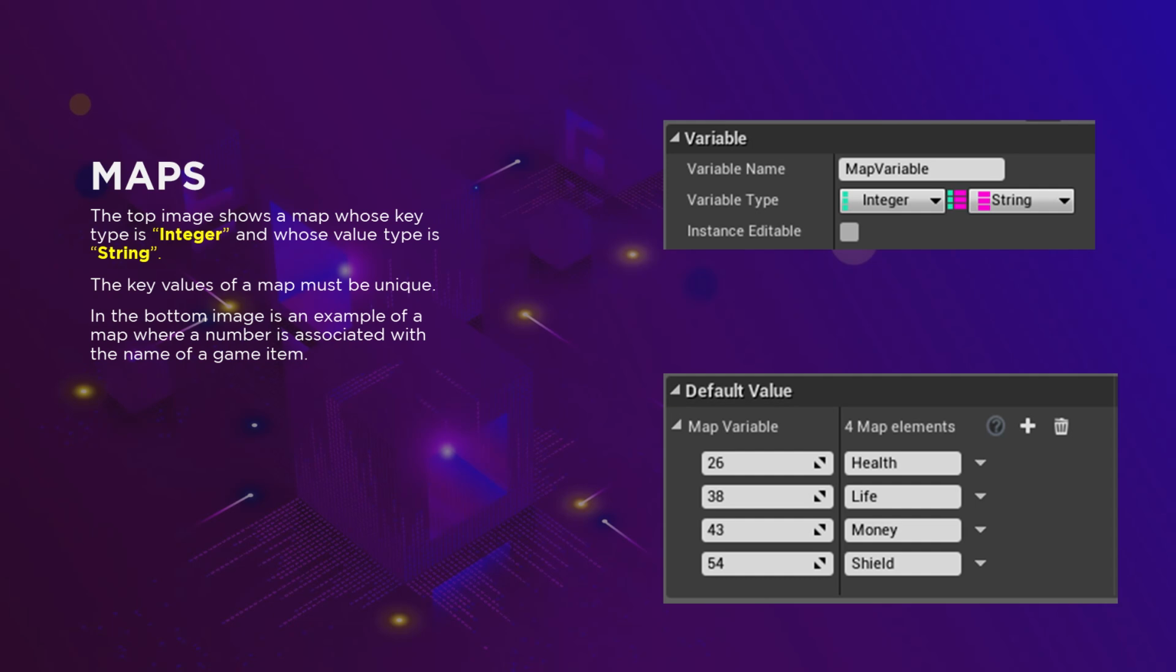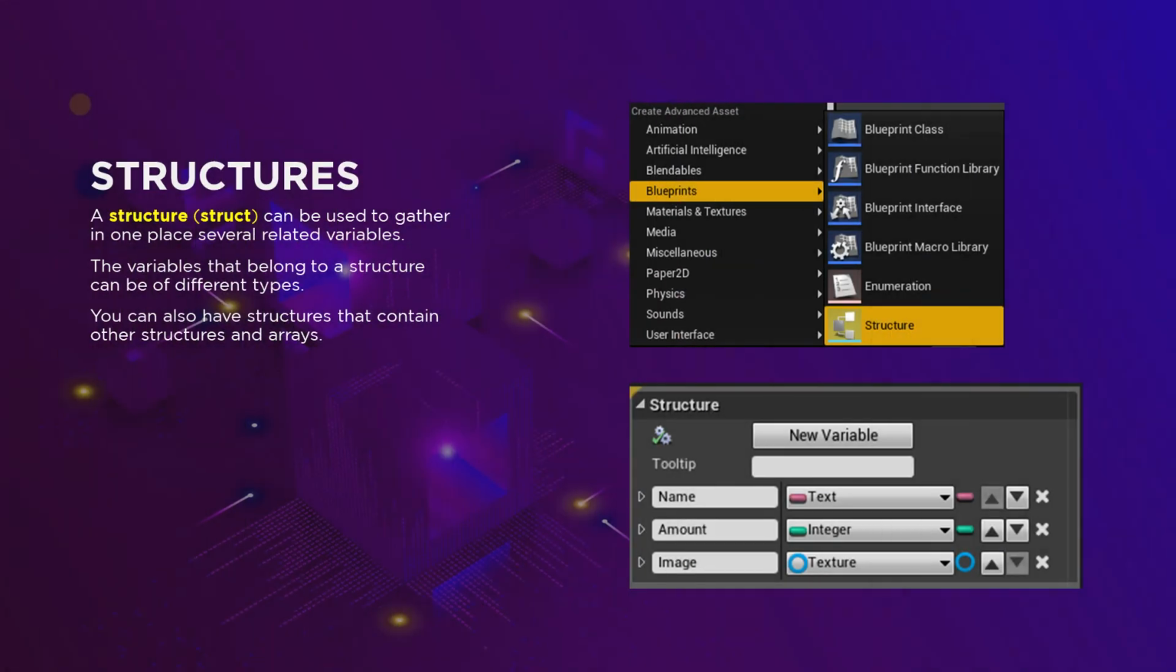The top image shows a map whose key type is integer and whose value type is string. The key values of a map must be unique. In the bottom image is an example of a map where a number is associated with the name of a game item. A structure can be used to gather in one place related variables.